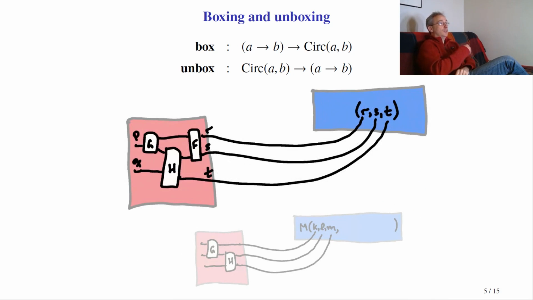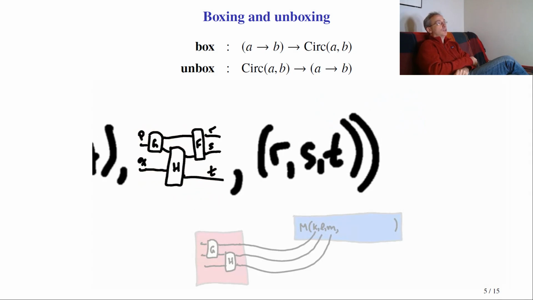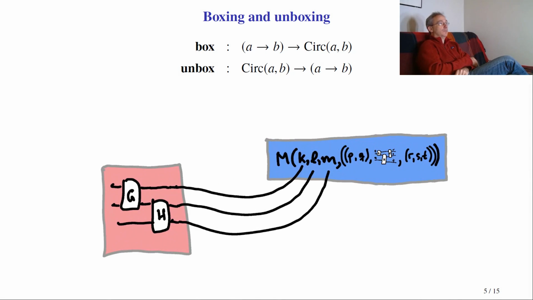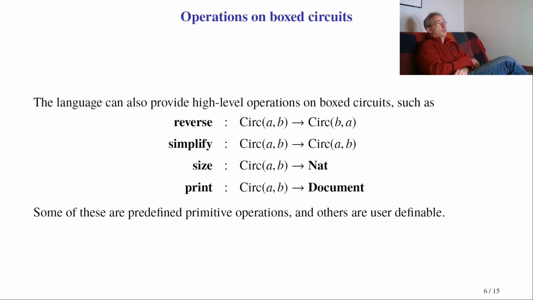And when that term finishes, then the whole circuit is put into a data structure and becomes the return value of the box operation. And once you have this ability to box circuits, then you also have all kinds of things you can do with the box circuits. For example, reversing it, simplifying it, applying a gate transformer that maybe replaces certain gates by other gates, and so on. And some of these will be predefined as primitive operations in the programming language, and other ones will hopefully be definable by the user.